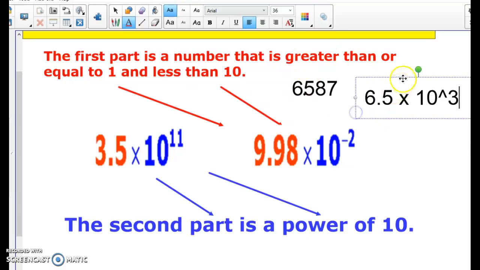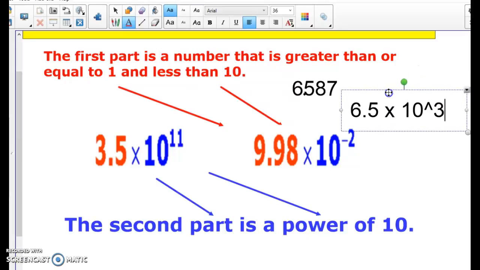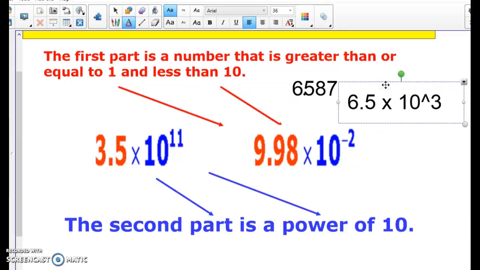So you might say, oh, well, Mr. Muller, I just wrote it differently. I wrote 65.87 times 10 to the second power. That's not going to be right. The only way to write that is it has to be a number between 1 and 10.